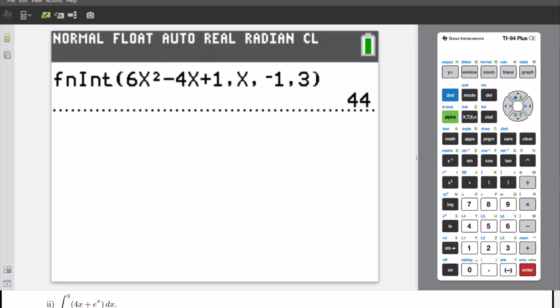Now, the calculator is not programmed to do this unless you have a lower bound or upper bound. So this does not work for regular integrals. It only works for definite integrals where you have a lower bound and upper bound.